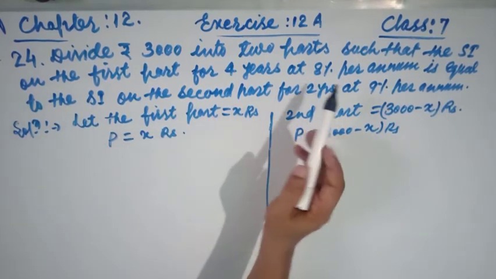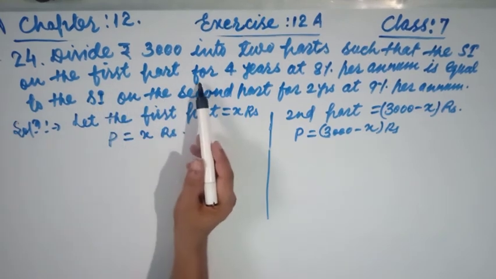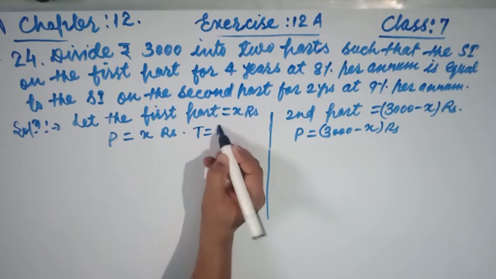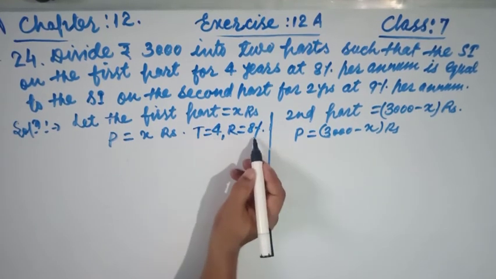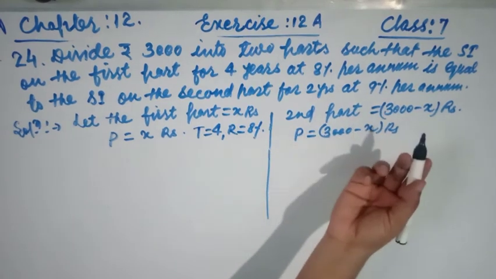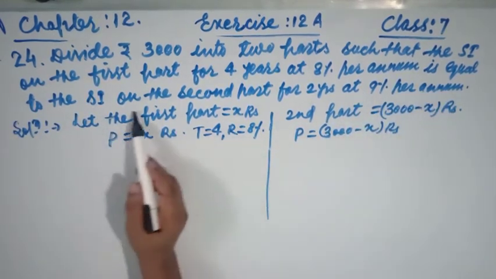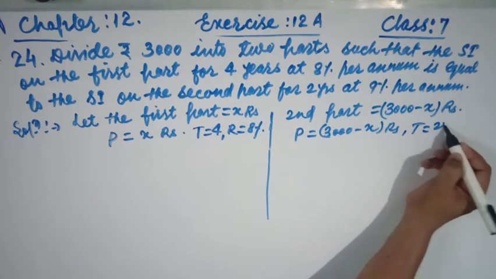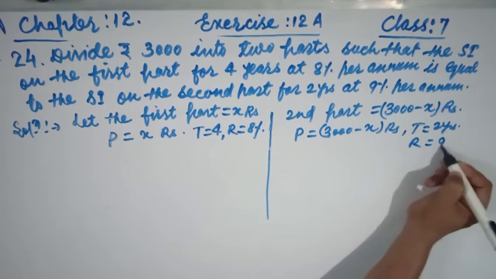Now in the first condition, the SI on the first part is for 4 years. Time is given as 4 years and r is given as 8%. Similarly, the SI on the second part has time of 2 years and r is equal to 9%.